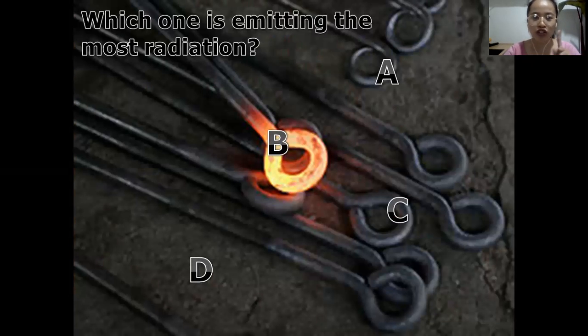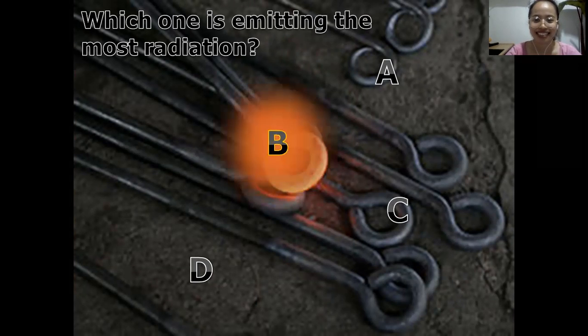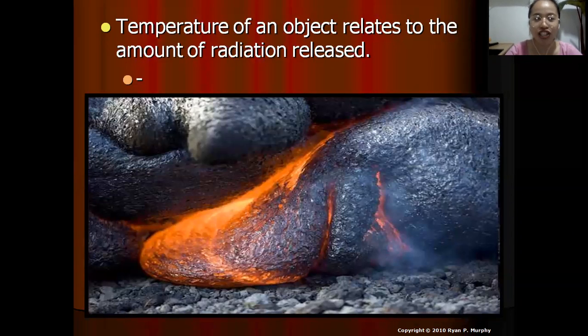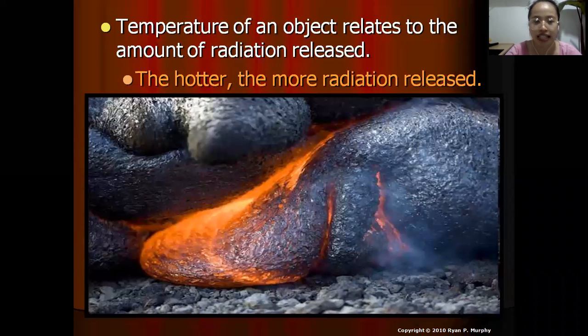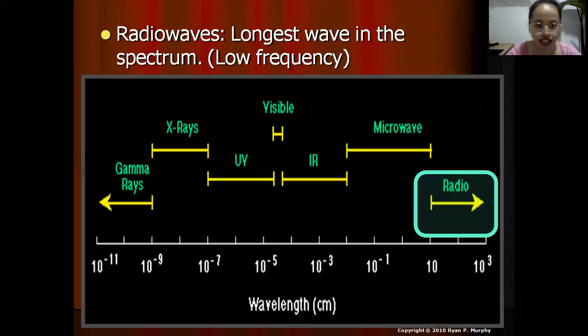Okay, so which one is emitting the most radiation? Is it letter A, B, C, or D? The answer is letter B. Temperature of an object relates to the amount of radiation released. So the hotter, the more radiation released.